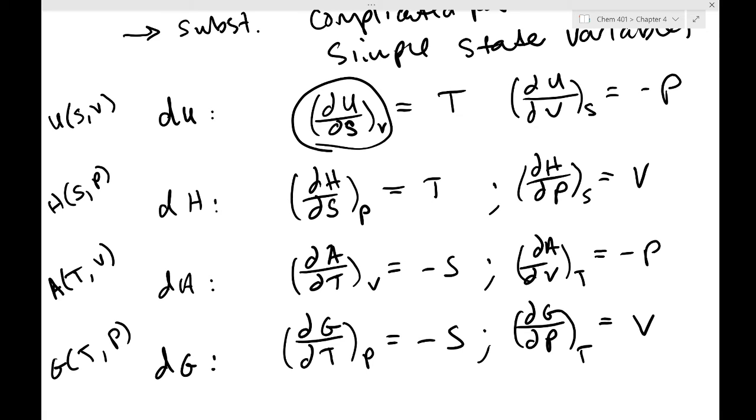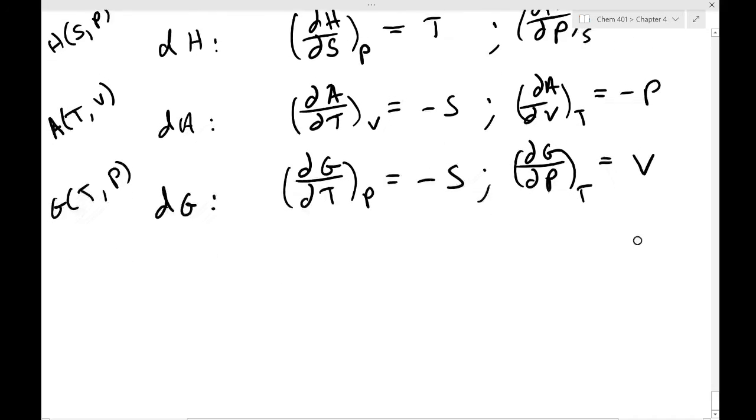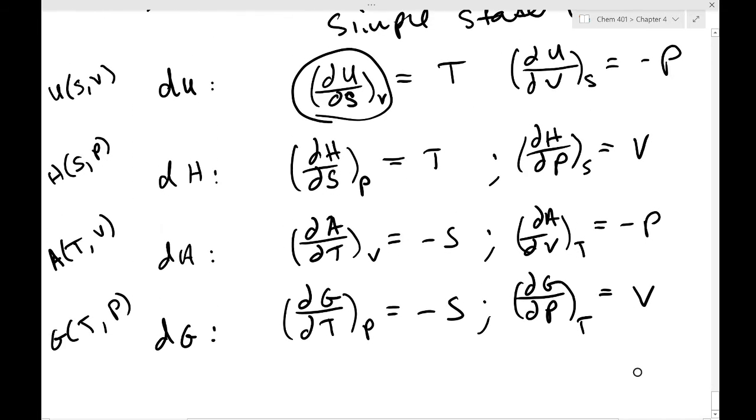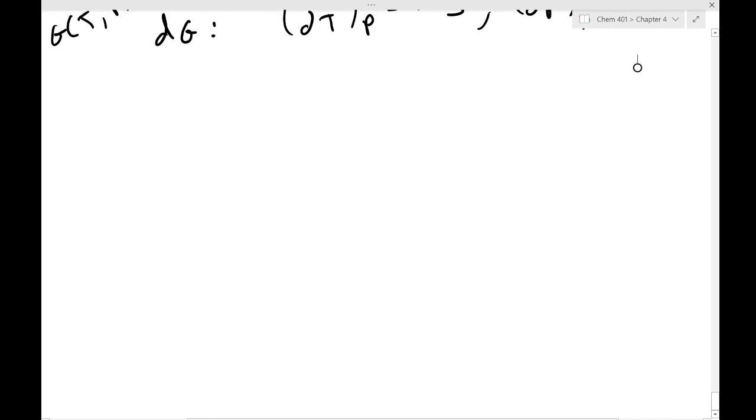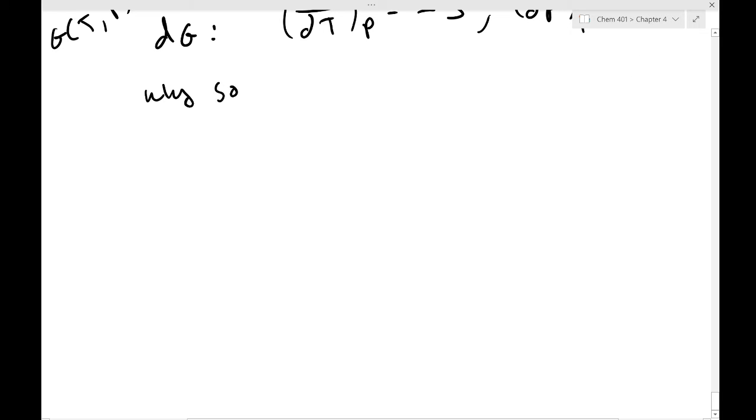Okay, so let's first discuss this. Why in the world, or I guess it's kind of obvious why it's so useful, but let's explicitly state that. Okay, so why is this so useful? Let's do an example.